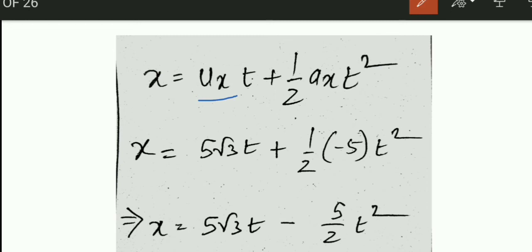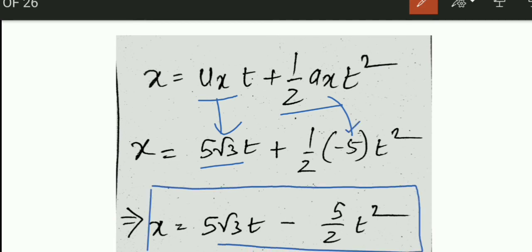That is ux t plus half ax into t square. x is equal to 5 root 3 into t, where 5 root 3 is ux, and ax is minus 5. So x will be 5 root 3 t minus 5 by 2 into t square. Now what we have to do is that if we substitute small t by time of flight, then we can say x is equal to R.